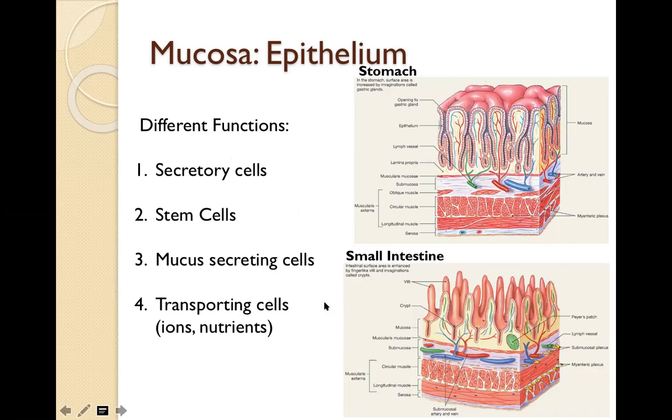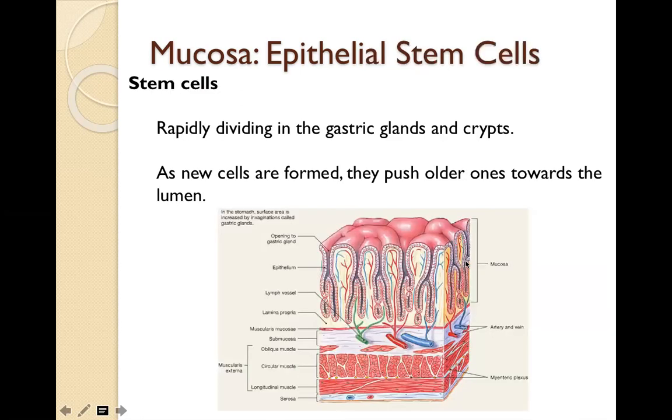There are nutrient transporting cells in both the stomach and the small intestine. These nutrient transporting cells, which have an absorptive function, are more common within the small intestine, because that's really the major place that absorption is happening. The stem cells, as I mentioned, are rapidly dividing in the gastric glands and in the crypts of the small intestine. And as the new cells are formed, they push the older ones toward the lumen.